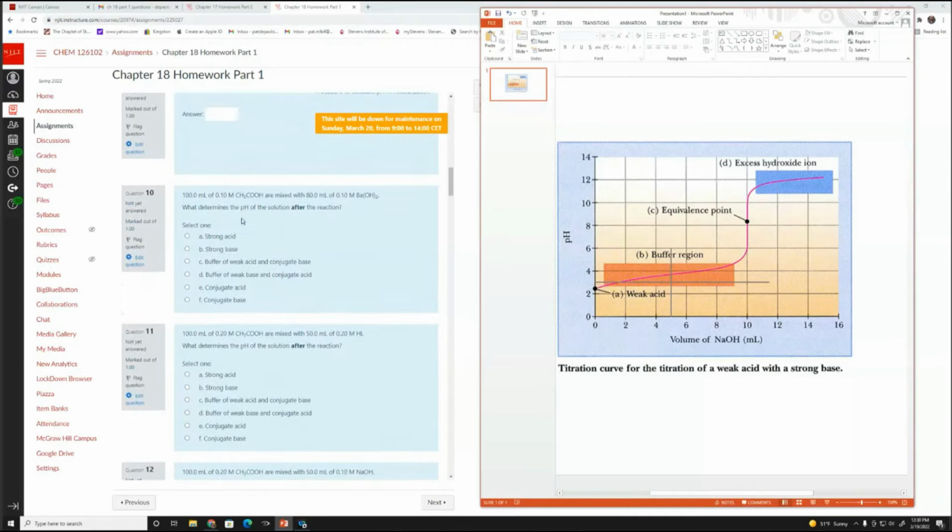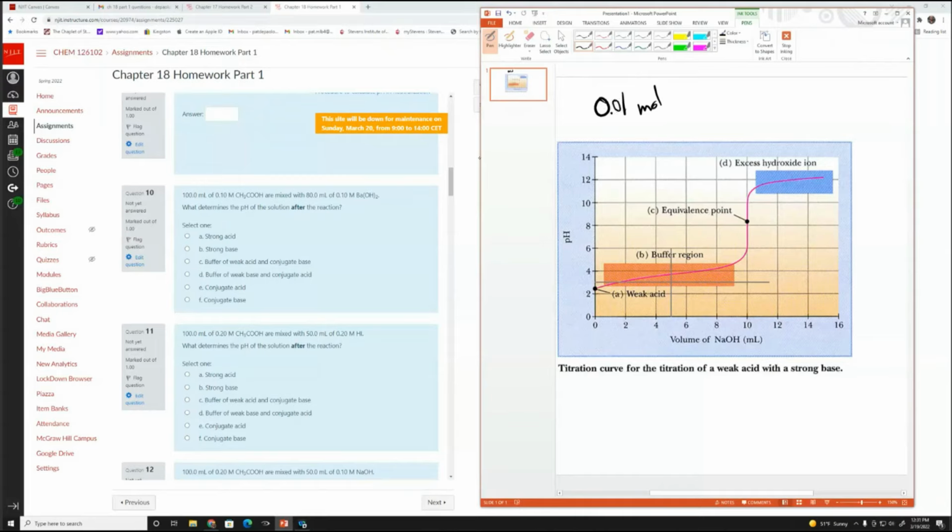So now going on to specific questions. If we have question number 10 here, where it says 100 milliliters of 0.1 molar acetic acid, this is a weak acid, are mixed with 80 milliliters of 0.1 molar barium hydroxide. So the question is, what determines the pH after the reaction? First, we need to figure out the moles of each of the weak acid and the strong base. Now, the moles of the weak acid you can figure out by doing 0.1 times the volume of 0.1 liters, or 100 milliliters. And that gives us a value, which I will write on the PowerPoint slide just so we have it, 0.1 moles.